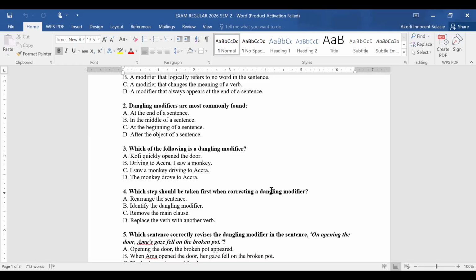Number 3. Number 2 answer was what? At the beginning of a sentence. Number 3. Which of the following is a dangling modifier?